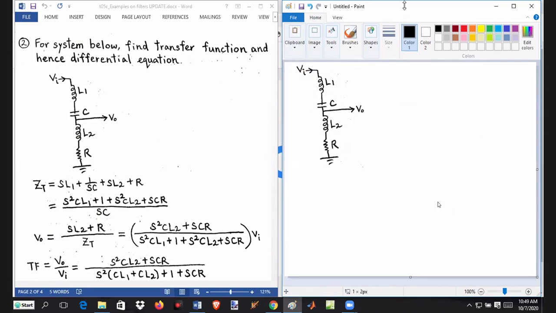Now, this question here, you need to do two things. The two things you need to do will be find. You have to find transfer function first. You can't find the differential equation first. It won't work.